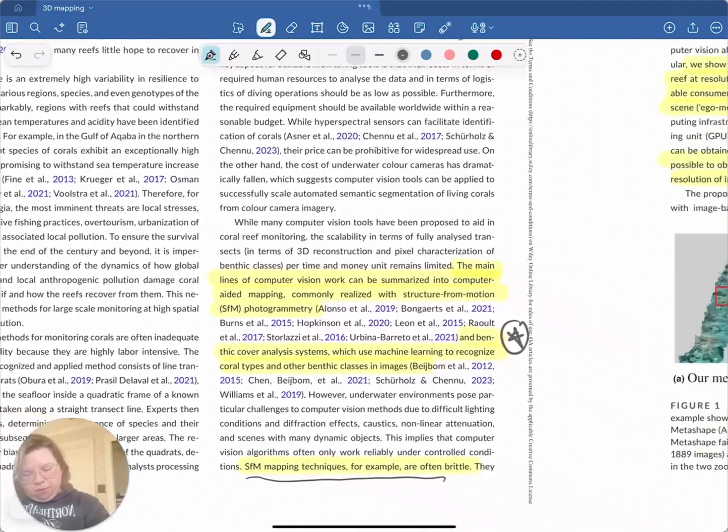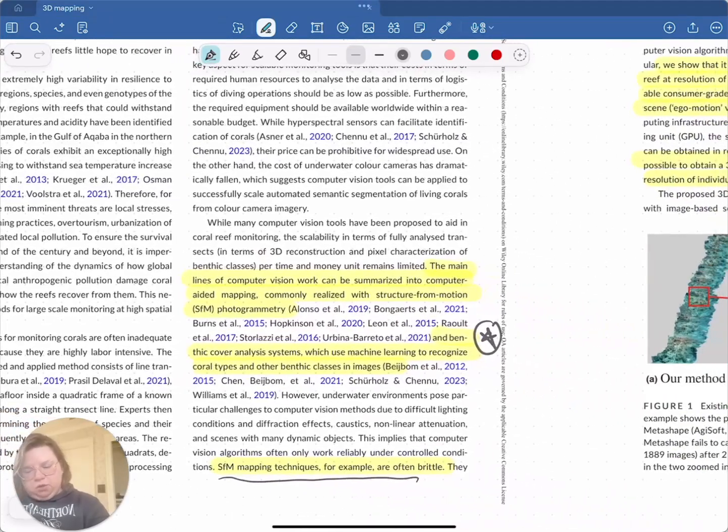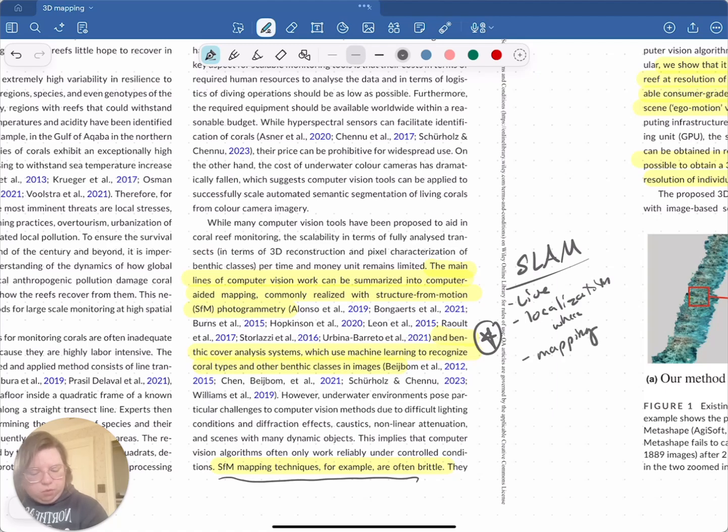Now, the full purpose of this paper is to kind of build on computer vision work that's already in existence, doing structure from motion photogrammetry. Now, structure from motion photogrammetry has a lot of overlap with some of our understanding that we did earlier in the course with things like SLAM. So with SLAM, we are doing it live. We get localization, so the where we are, and the mapping of the world at the same time. These need to be very efficient.